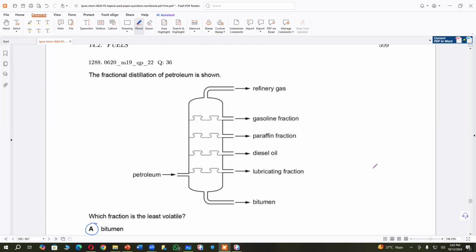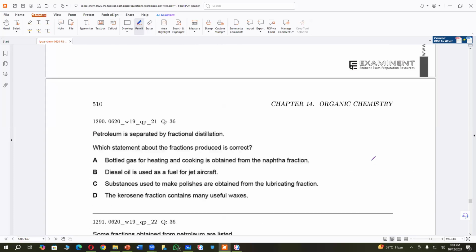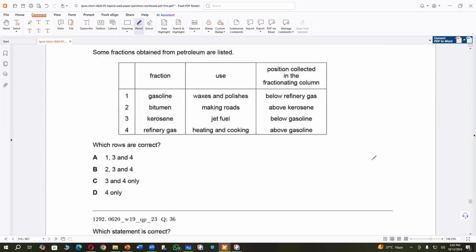Then can you go back? Okay, now can you go back? Yes, now here it is. So it's not two, gasoline, it's not one. So I think it's C.